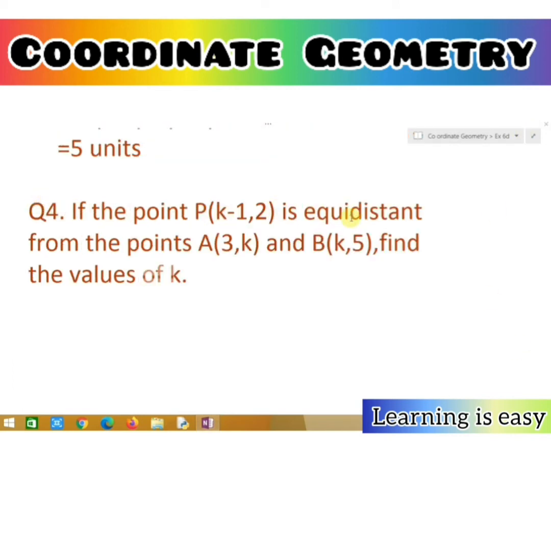Next, question 4. If the point P is equidistant from points A and B, equidistant meaning PA is equal to PB, we can find the value of K with that relationship. PA equal to PB as it's equidistant, so PA square is also equal to PB square. By using the distance formula, we can get the value of K.